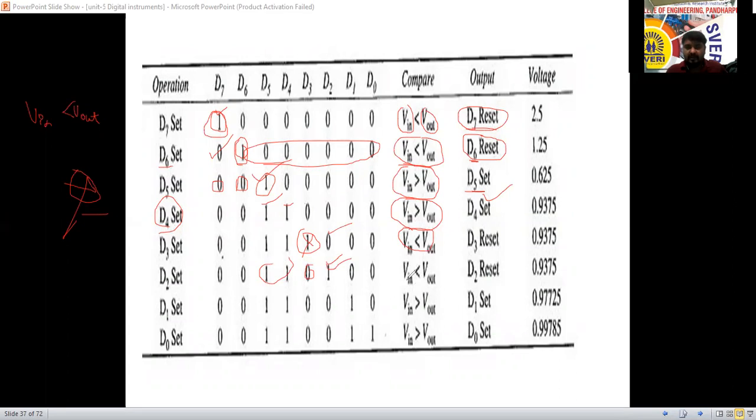Again you check that one, V input is less than V output. So it is not correct, then again I will reset that one. Next I take a slightly smaller value and check whether it matches, then it is okay. D1 is set here now. Next, keeping D5, D4 and D1 set, I have to check D0. I will set that one here now.